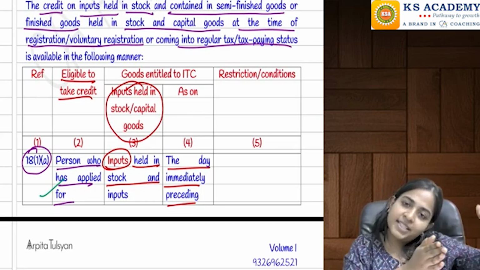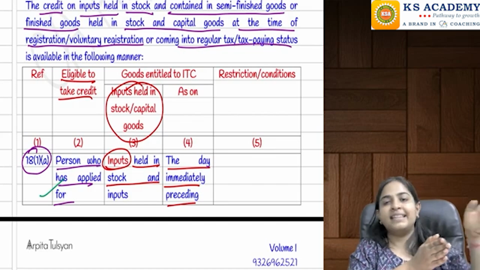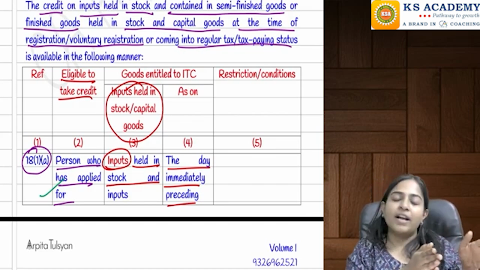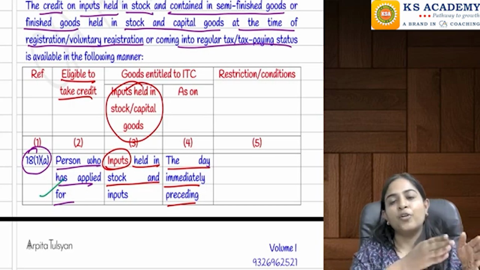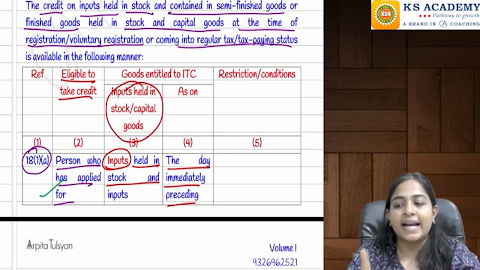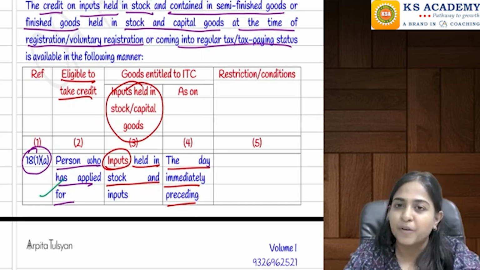Okay, if you have purchased any inputs before that, then that ITC you cannot take. But whatever purchases you have done in the last 1 year, for that you can take the input tax credit. But just remember, ITC on services and ITC on capital goods is not available in this particular case.